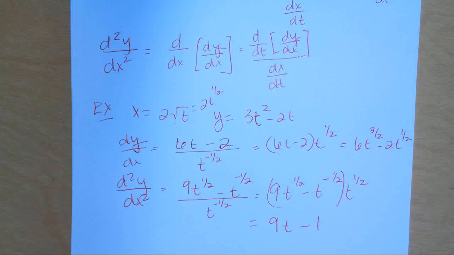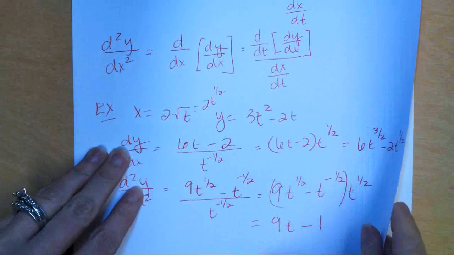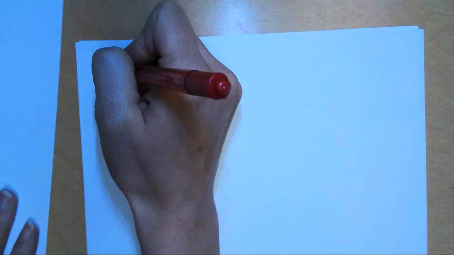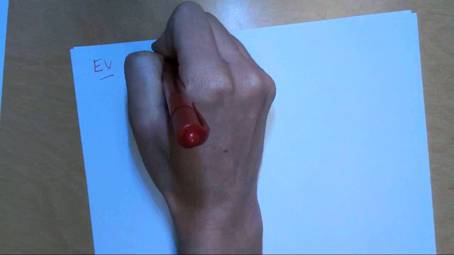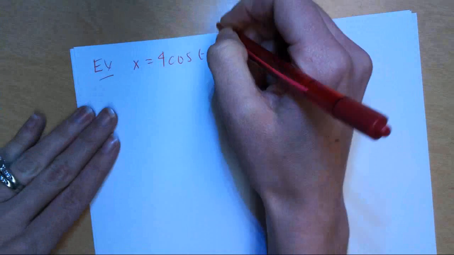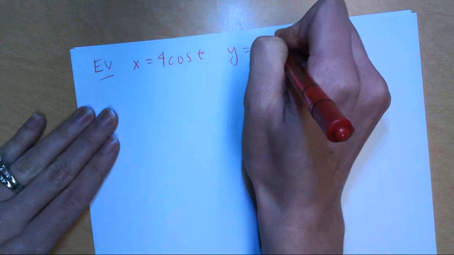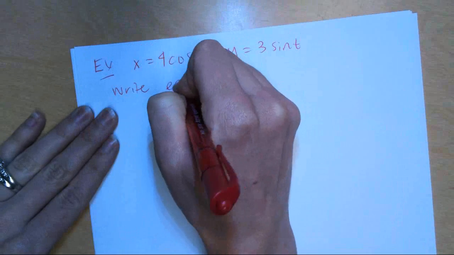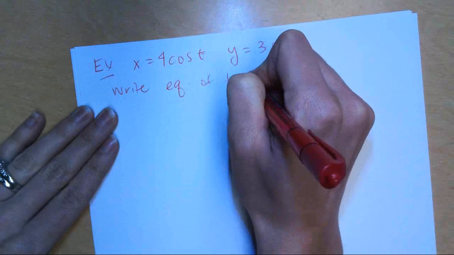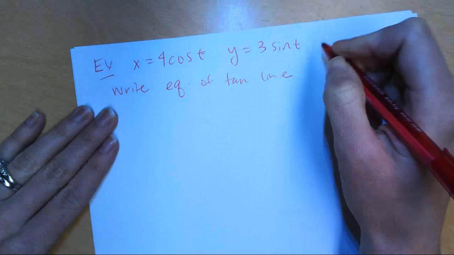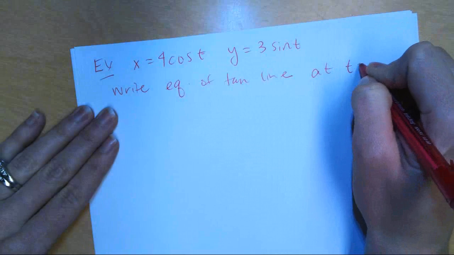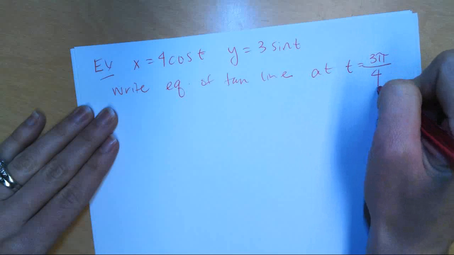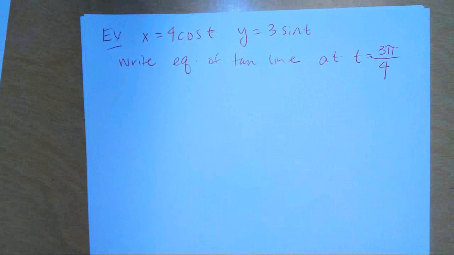Are you good? Okay, next example. Okay, now we have x equals 4 cosine t, y equals 3 sine t. I want you to write the equation of the tangent line at t equals 3 pi over 4. So just take a minute to think. What should you do? How should you start?